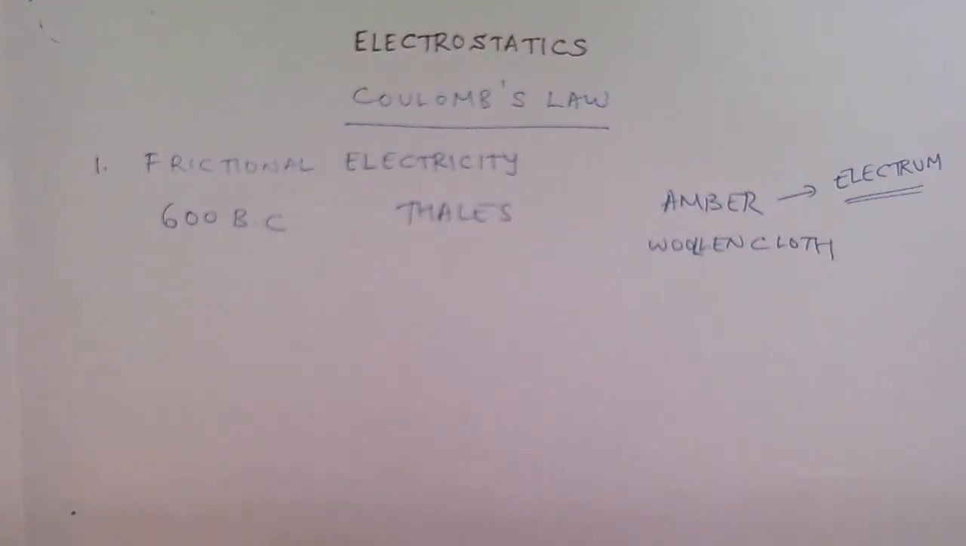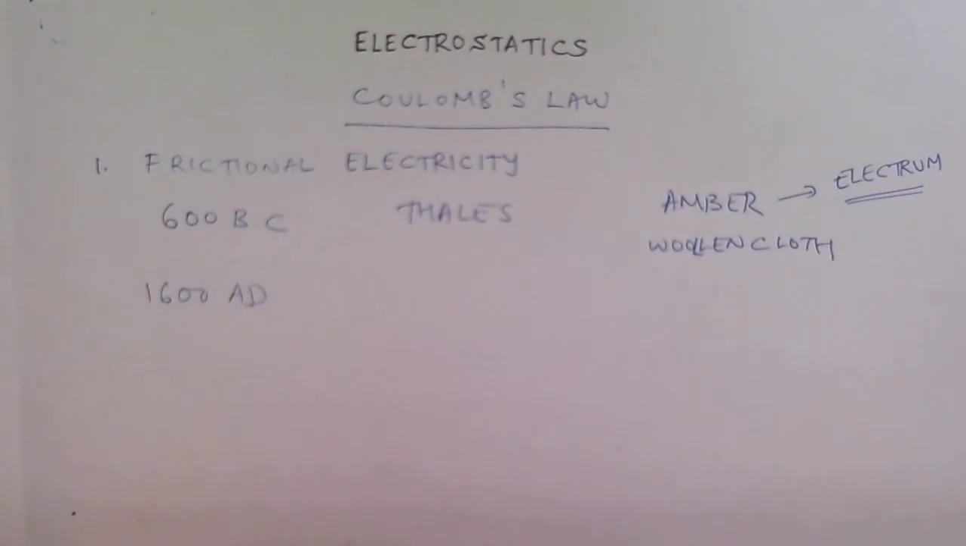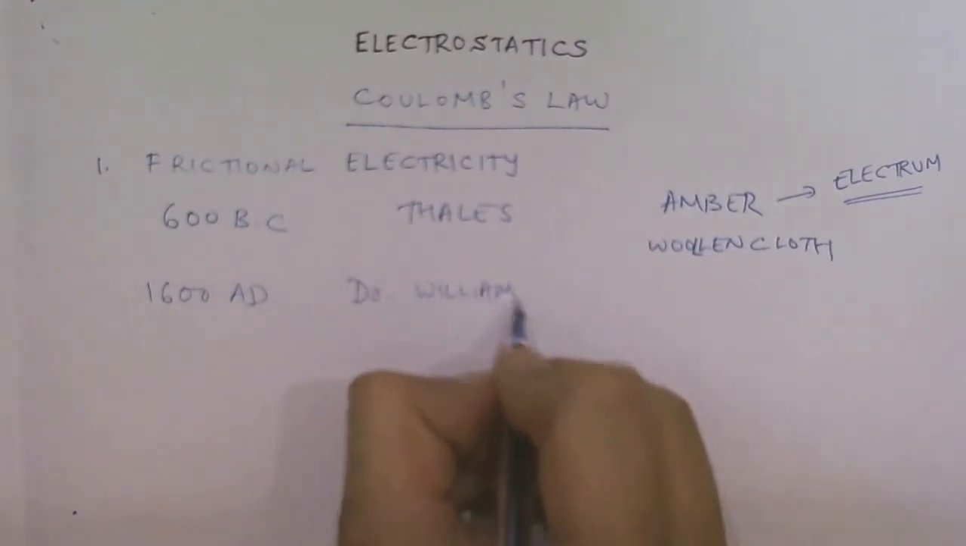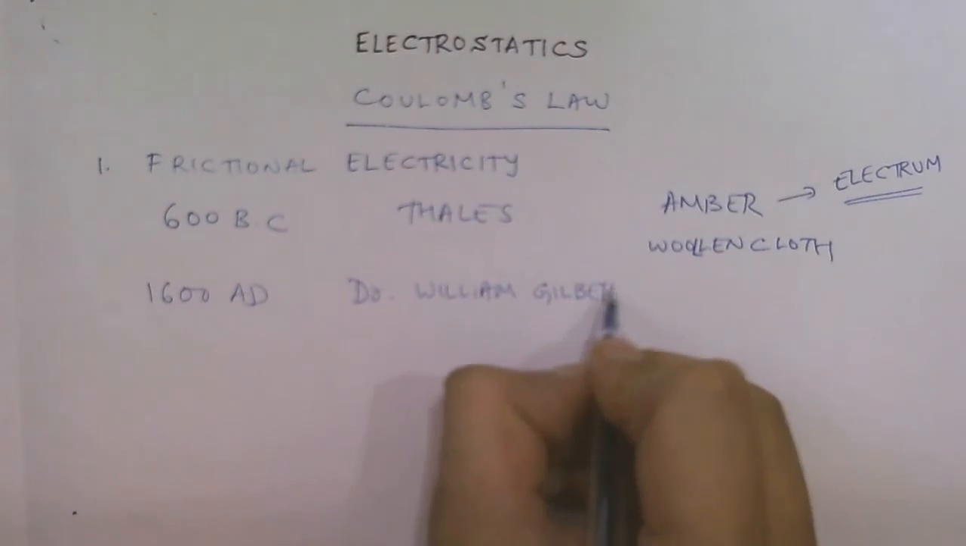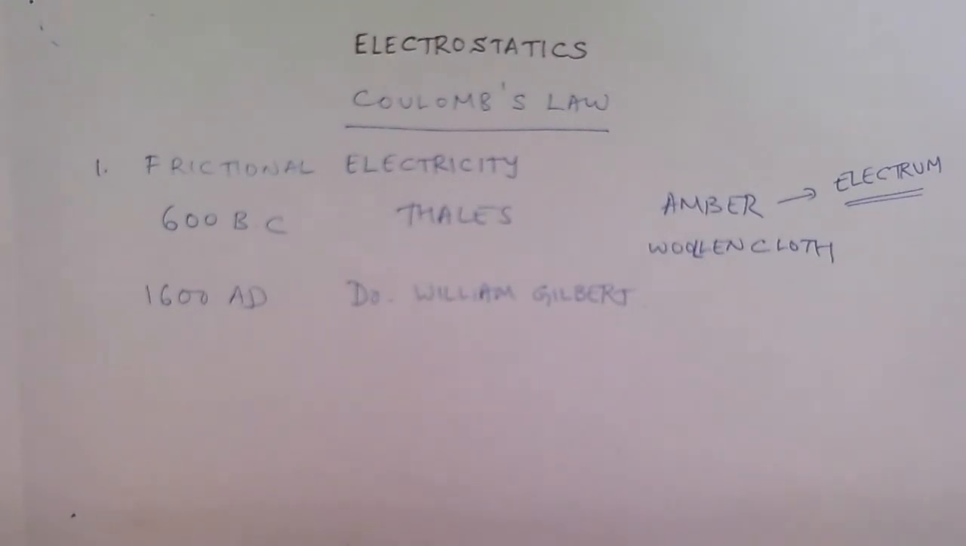Now let us jump 1000 years into 1600 AD and introduce our next character, one Dr. William Gilbert of England. Now, this particular gentleman was fond of rubbing stuff. No, seriously, he rubbed a lot of stuff with other stuff and concluded that there are many substances like amber which acquire the property of attracting other stuff when rubbed with suitable substances.